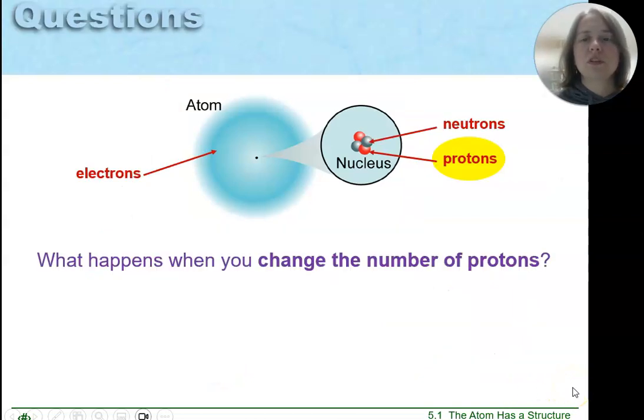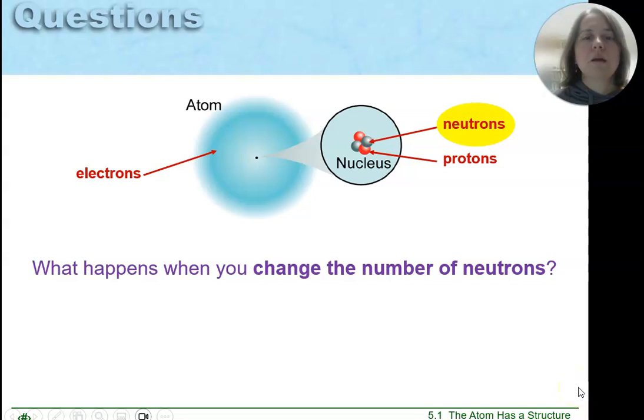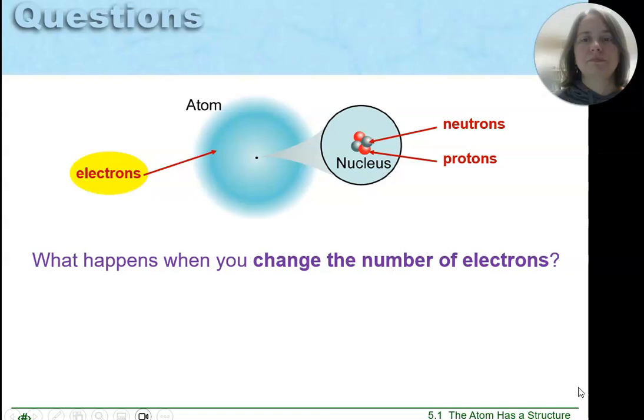Okay, so what happens when you change the number of protons? Well, you get a different element. The number of protons is the atomic number. So 6 protons in carbon, 7 protons in nitrogen, 8 protons in oxygen. What happens when you change the number of neutrons? Well, you get an isotope. What happens if we change the number of electrons? You would have an ion.